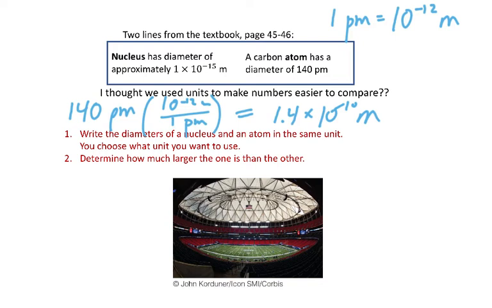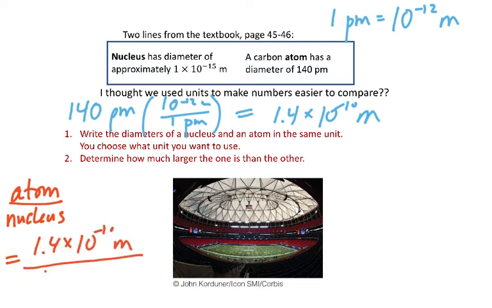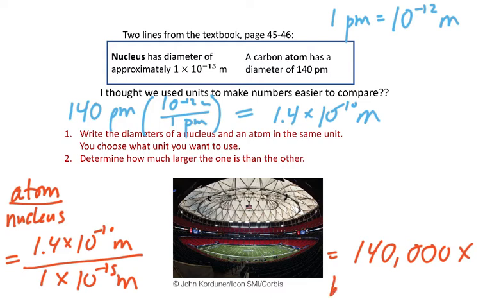So now if I take the question 2, atom size over nucleus equals 1.4 times 10 to the minus 10 meters over 1 times 10 to the minus 15 meters. And we get that the atom is 140,000 times bigger than the nucleus. Okay, so that is a very, very small nucleus relative to the size of the atom.